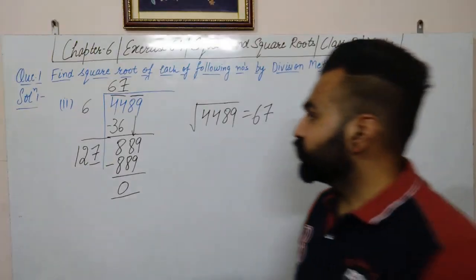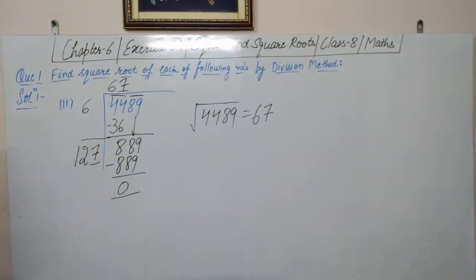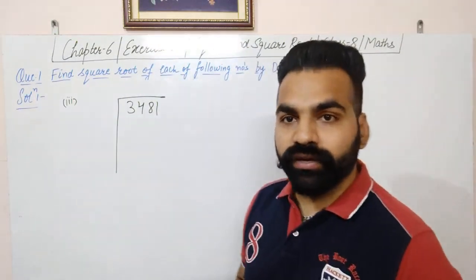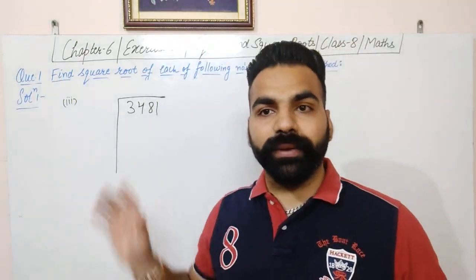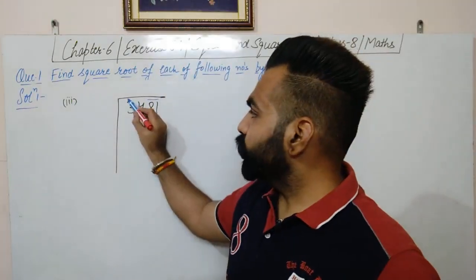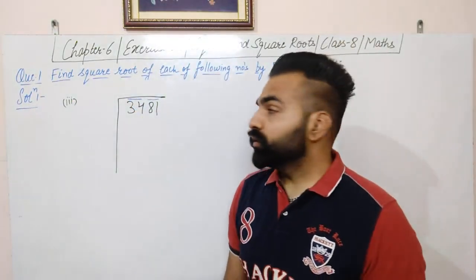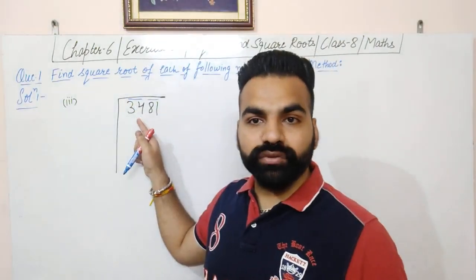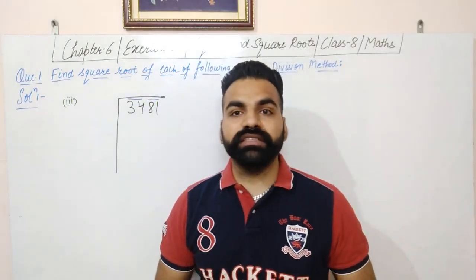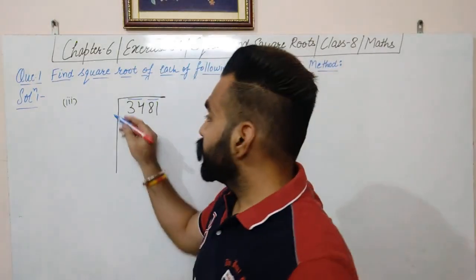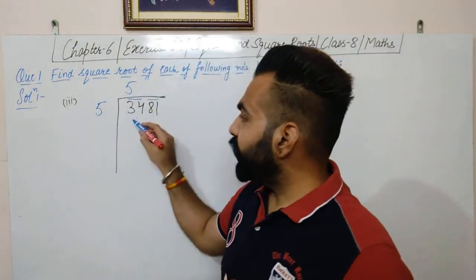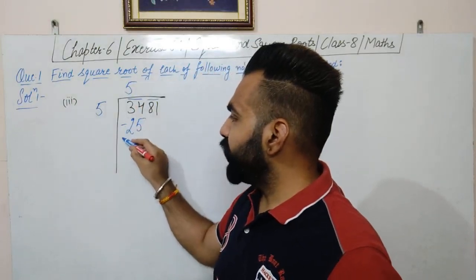So this was the second part. Third part is 3481. The same procedure will be followed here. First step is to form the pairs from the right hand side. So the first bar will be put on 81 and the next bar will be put on 34. What we have to do is take the perfect square number which is less than 34. The perfect square number which is less than 34 is 25. So we will take 5 here and 5 in the quotient also. So 5 into 5 is 25 and we will subtract this.